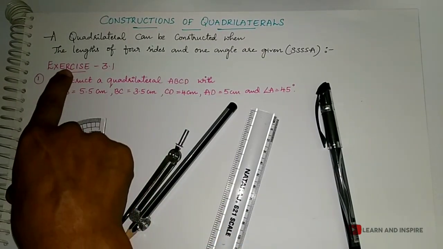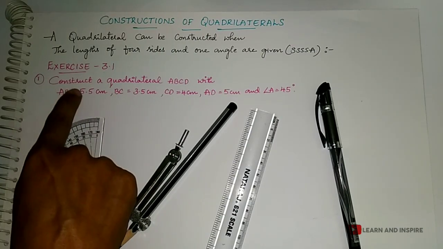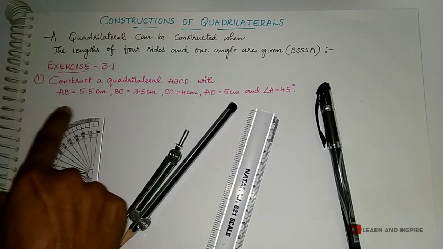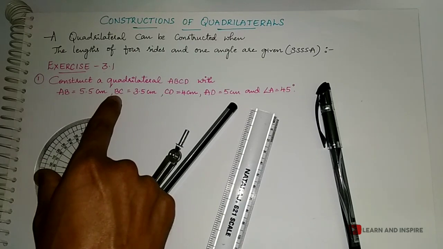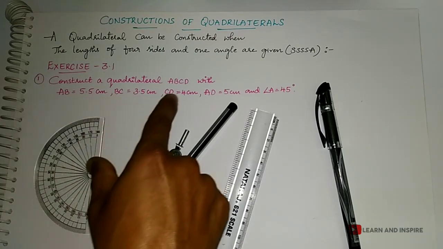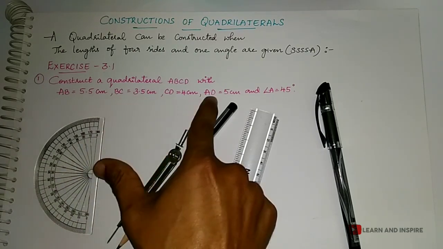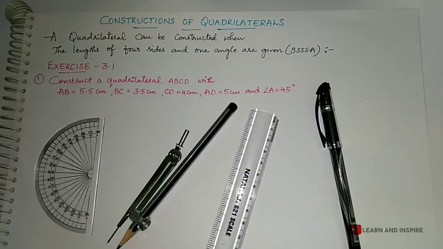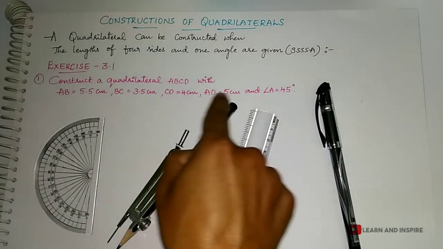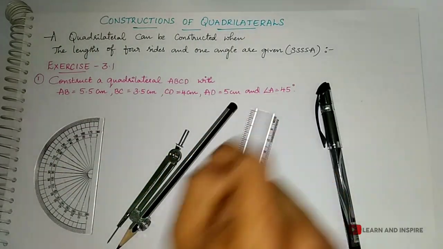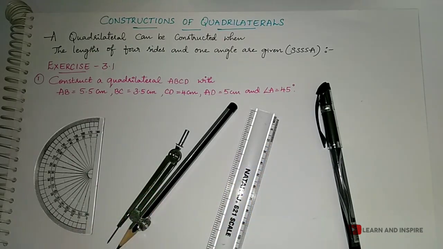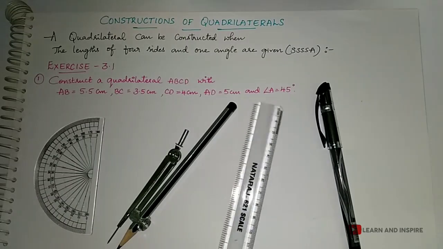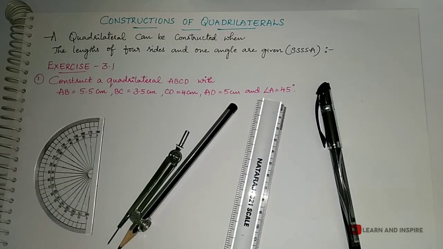So here is the first question from exercise 3.1. Construct a quadrilateral ABCD with AB equals 5.5 centimeters, BC equals 3.5 centimeters, CD equals 4 centimeters, AD equals 5 centimeters, and angle A equals 45 degrees. Here they have given 4 sides and 1 angle, so we have to construct this quadrilateral. The materials required are a scale, a compass, and also a protractor. To construct an angle we need a protractor.